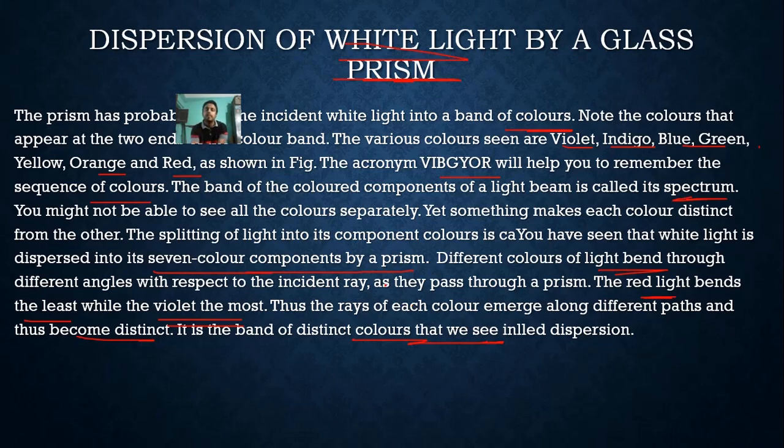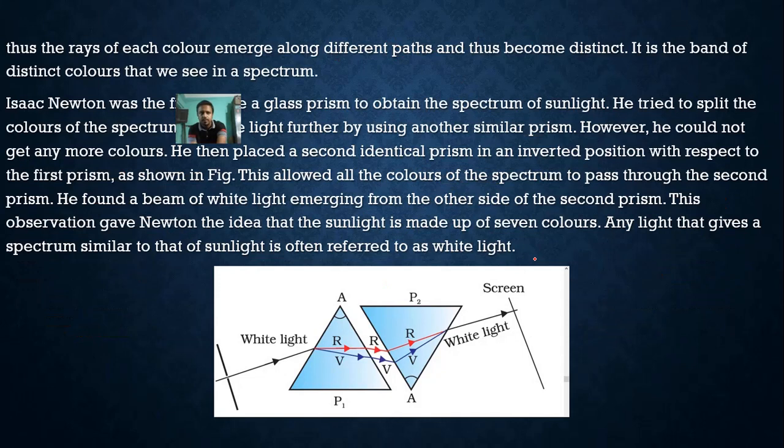Dispersion of white light into 7 colors. Thus the rays of each color emerge along different paths and become distinct. Isaac Newton used the first glass prism to obtain the spectrum of sunlight. He tried to split the colors of the spectrum further by using another similar prism. He put the two prisms side by side so that he could find other colors also, but he didn't get any other colors.